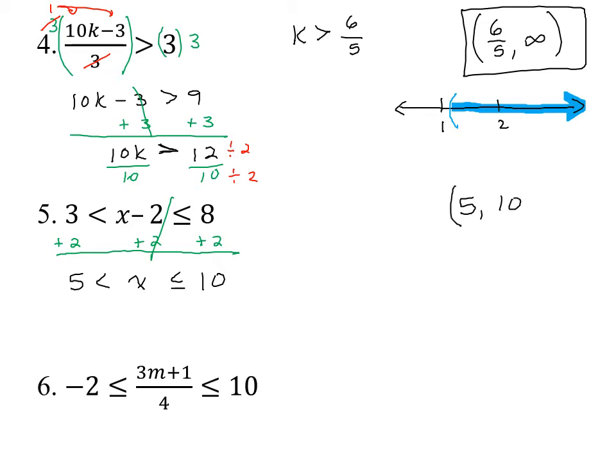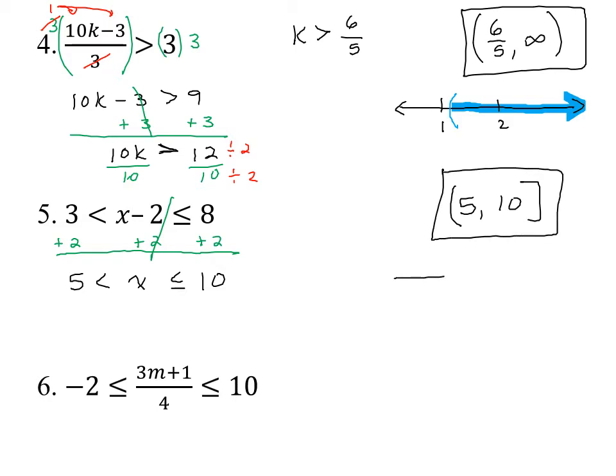The 5 gets a parenthesis. The 10 gets a bracket. The 5 gets a parenthesis because there's not an equal to on the less than. It's just strictly less than. But next to the 10, it's less than or equal to. So that equal to tells you to put a bracket on there. And so I'll put a bracket on the 10.